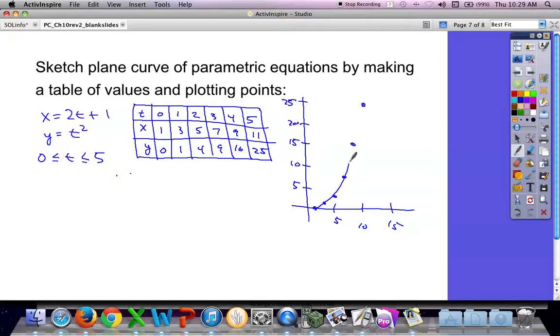Sketch the graph or connect those up with a curve and then put arrows to show that's the direction the graph was going as t increased. That's what we mean by plane curves. Not just the location of the graph, but the arrows that show direction.